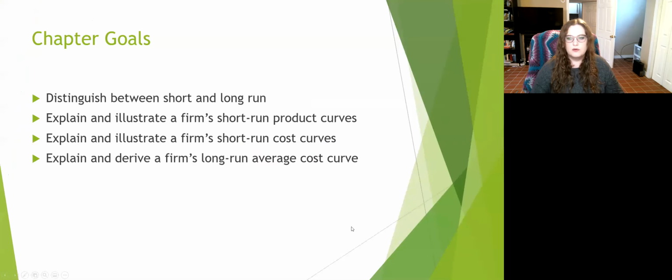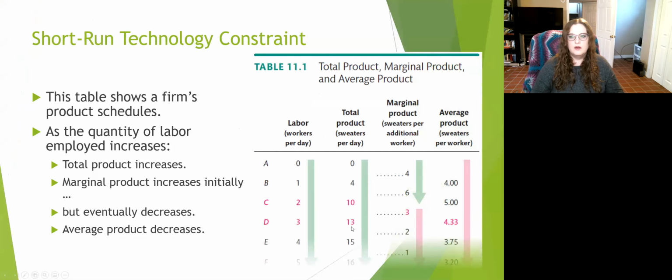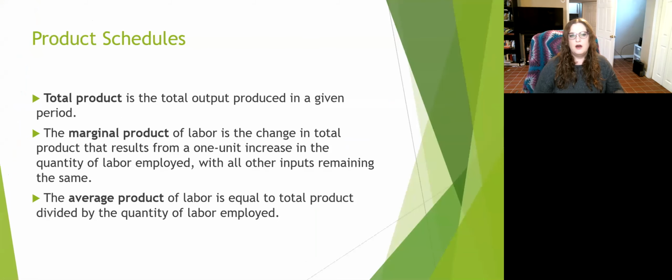All right, so we have our product schedules, right? How are we going to produce things? So we know that our total product is the total amount that we're producing within a given period. We know that our marginal product now is the extra amount we're getting from each additional worker. The average product is the total product divided by the number of workers.